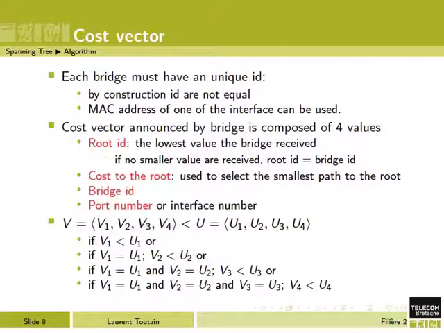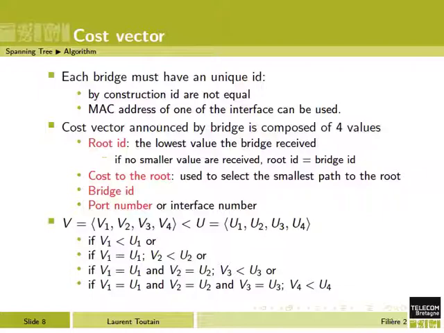So first, instead of having one value, as in the previous example, we are going to have a vector of values. This vector will contain 4 values. These values will be first the root ID, so the value of the root, then a cost to the root, then the bridge ID, which is the ID of the bridge that sends information, and then the port number, which means the interface on which the bridge will send the information. And we will say that a value is smaller than another if the first number, here the root ID, is smaller than the other one.